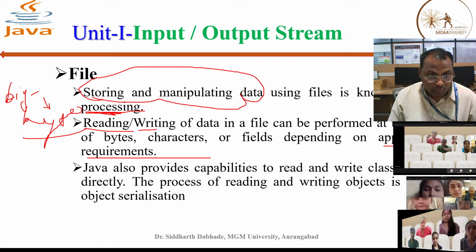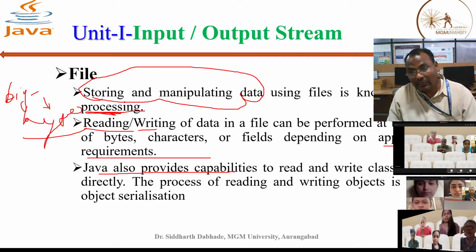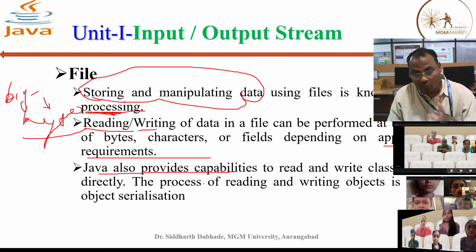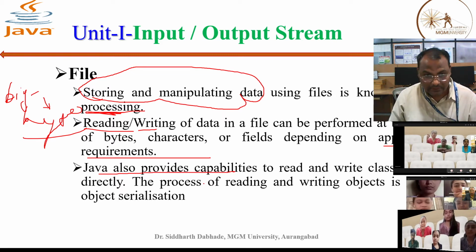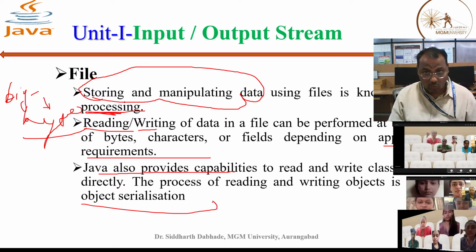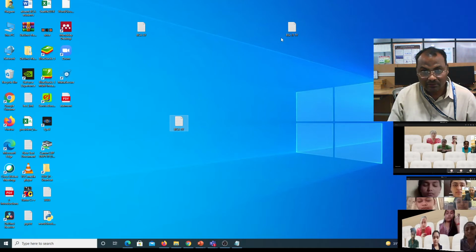Java also provides capabilities. What capabilities? Read and write class objects directly. The process of reading and writing objects is called object serialization. Now there are three objects, this is the 1st, 2nd and 3rd. Now I want to read them one by one.